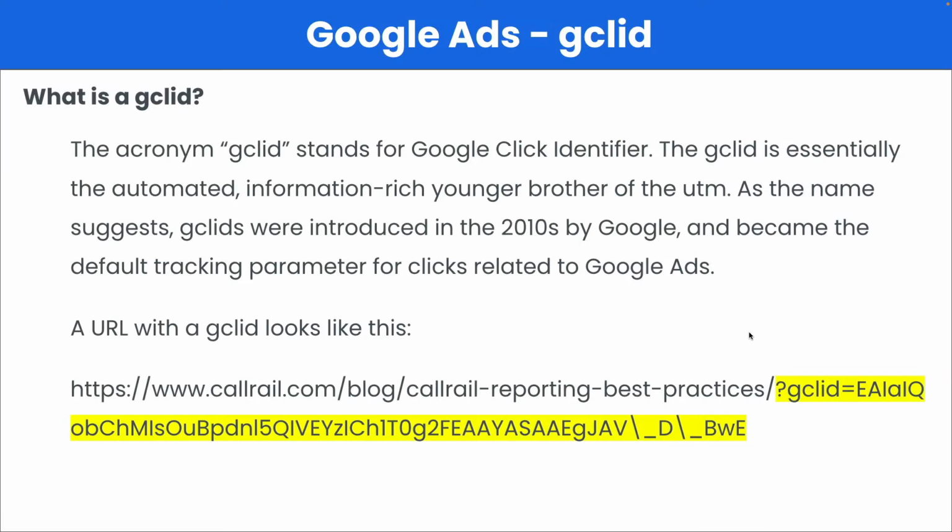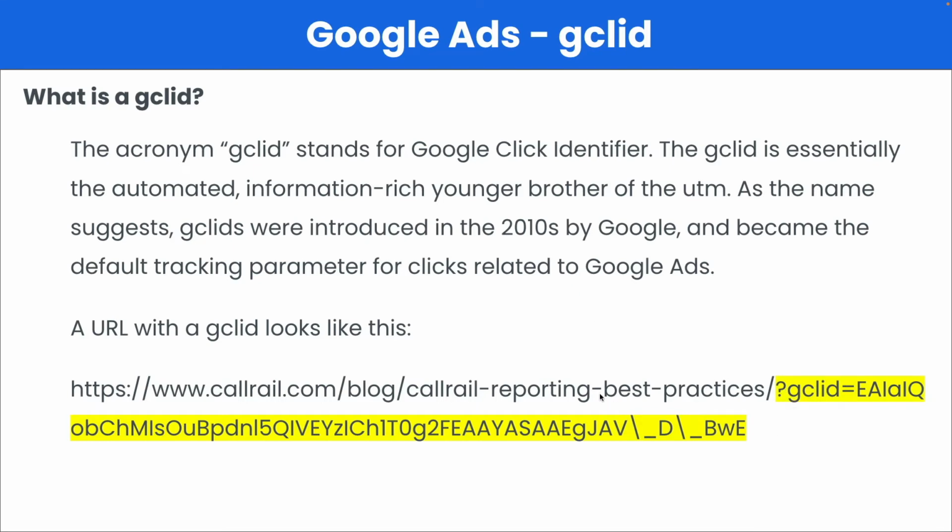Let's check Google Ads and what we got in Google Ads. In Google Ads we got gclid ID. It is a Google Click ID, and it is kind of an automated way to use UTM tagging. It is automatically added and linked with Google Ads and Google Analytics. And here is how it looks.